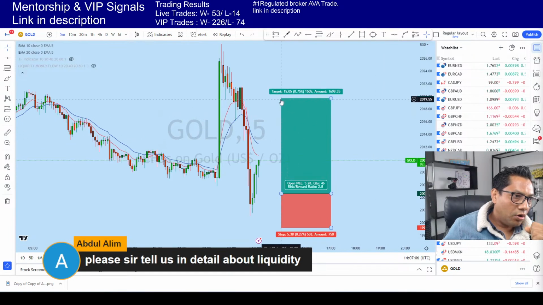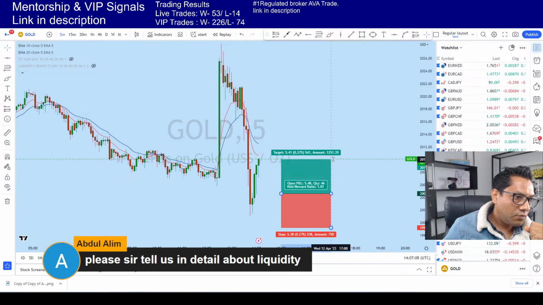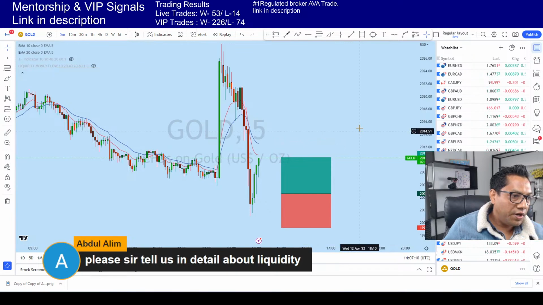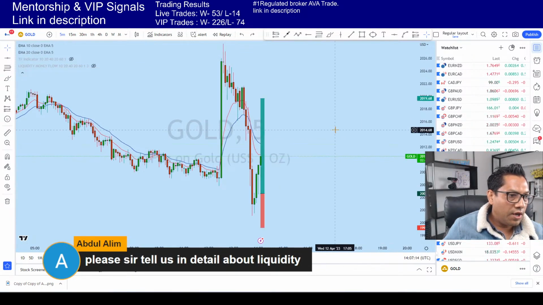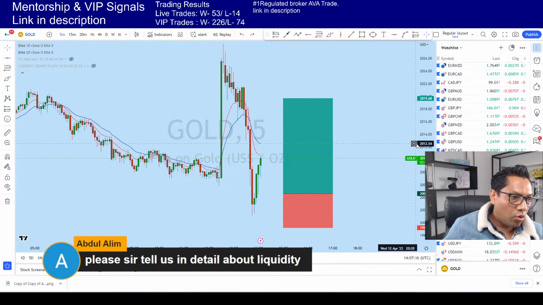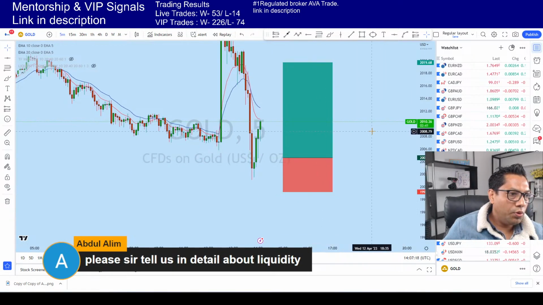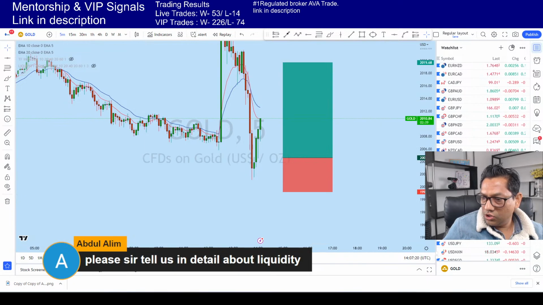Yesterday GBPUSD worked out, gold trade going in the direction. Now we are almost at 1-to-1 profit. So one thing you can do now, guys, on gold: close 50% of your position, move your stop loss to entry right now, take the 50% profit, and move SL to entry to make the trade break even. So close 50% of the position, move SL to entry.